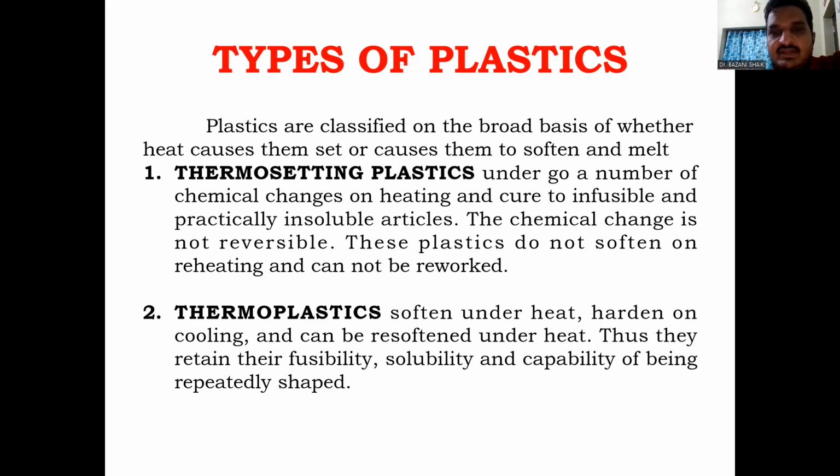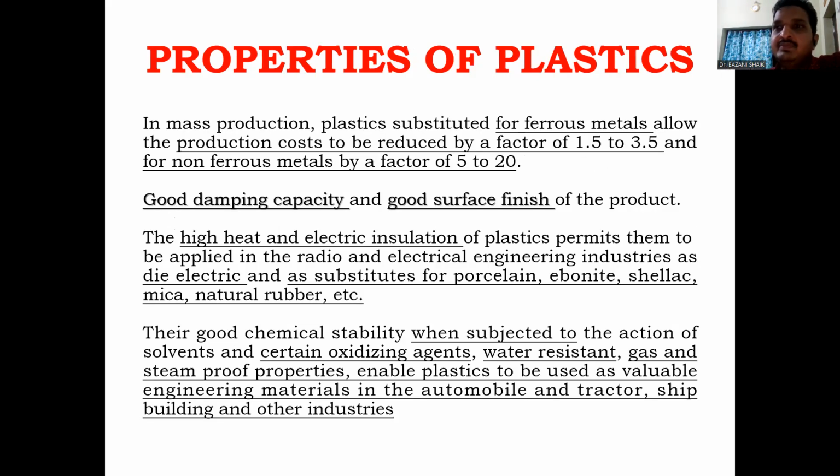And coming to thermoplastics, they soften under heat, harden on cooling, and can be resoftened under heat. Thus, they retain their fusibility, solubility, and capability of being repeatedly shaped. Coming to the different properties of plastics, in mass production, plastic substituted for ferrous metals allows the production cost to reduce by a factor of 1.5 to 3.5, and for non-ferrous metals by a factor of 5 to 20.